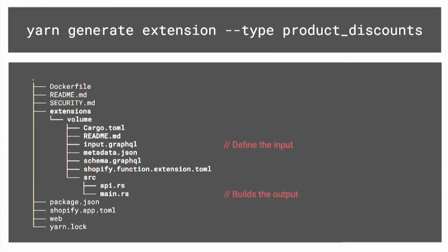All right, once you've cloned that starter template, now you want to create an extension. To do that, you run yarn generate extension and then specify the kind of extension that you want to make. You can have an order discount or a product discount. In this case, we're going to do a product discount, so it's specific to just one product. When you run this command, there are a few options. You can do a Rust option or a bring your own WebAssembly binary option. Again, I chose the Rust one.